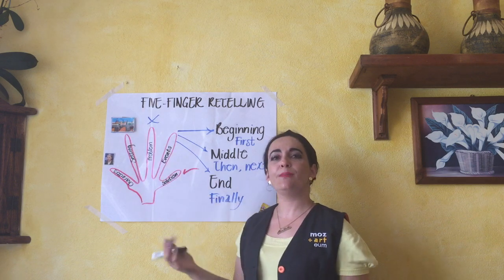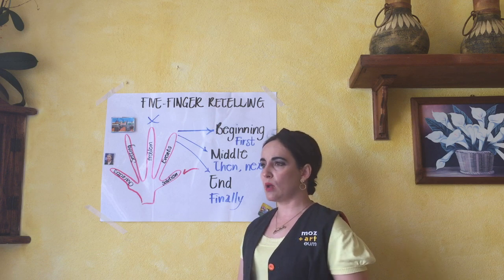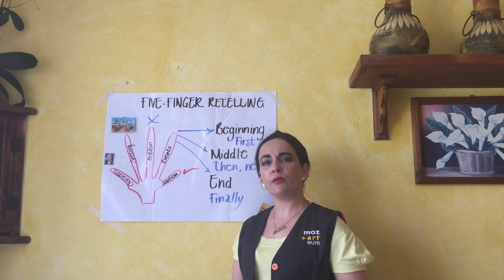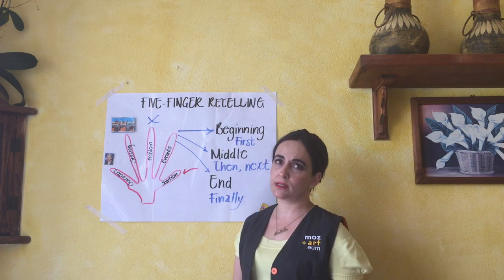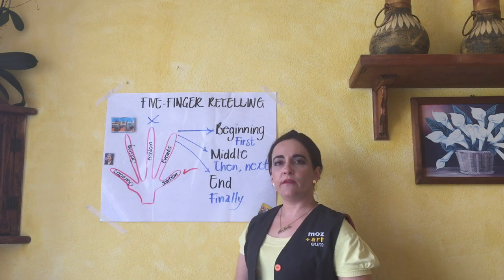Then we have the setting. The setting is the place and when the story takes place. For example, the story of Little Red Riding Hood takes place in the forest mostly, okay? Then you have to describe the problem.